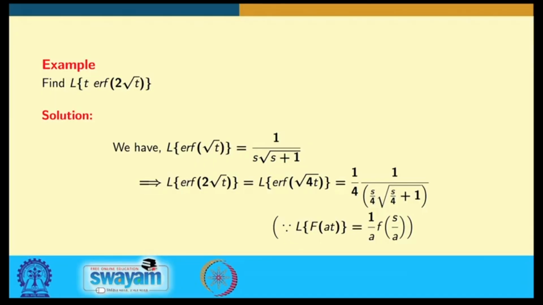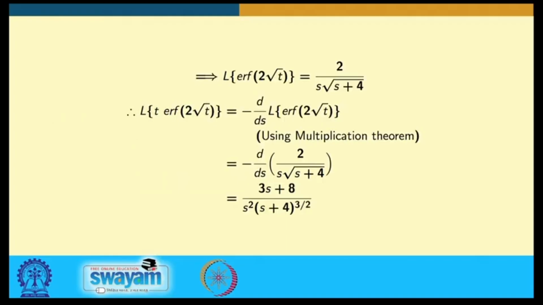I have used this property, the Laplace transform of f(at) is 1 by a F(s by a), which is known to us. From here, by simple calculation, the Laplace transform of erf of 2 root t is equal to 2 by s into root over s plus 4.